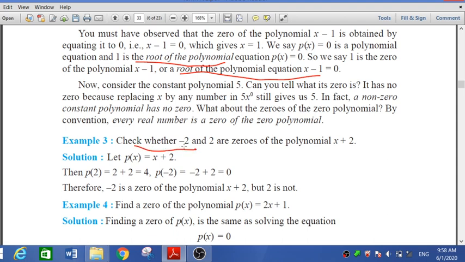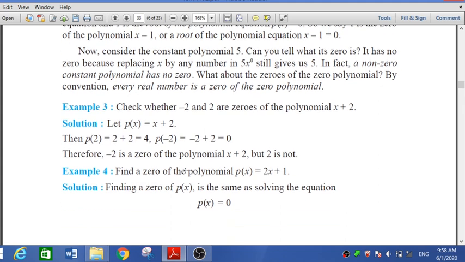Put x equal to minus 2, we will get answer 0. So minus 2 plus 2, answer is 0. So we can say yes. But if we put another value, we can say no. That is called checking. Again, for a linear equation, it is easy to find the zero of polynomial. So you have to write 2x plus 1 is equal to 0.